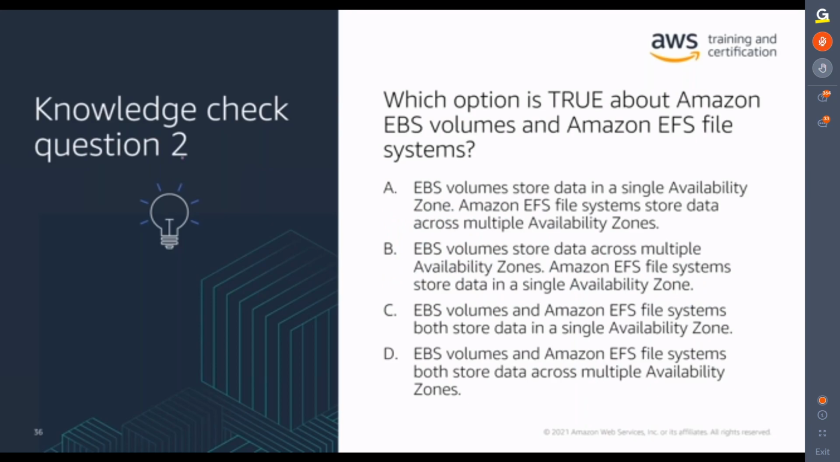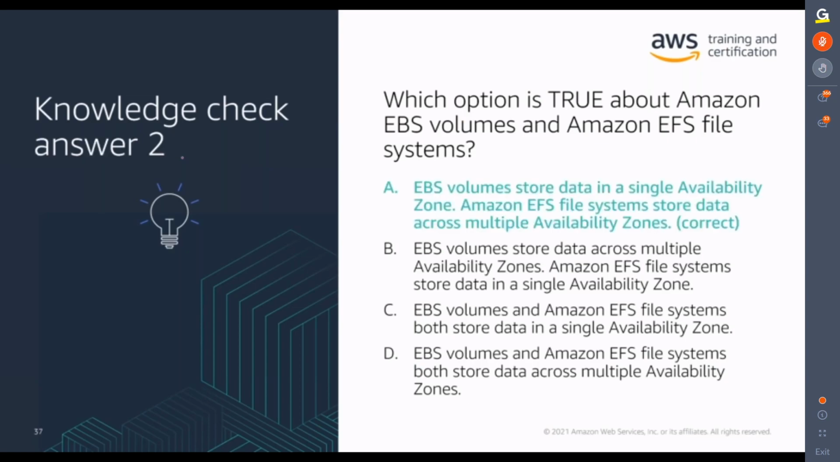Which option is true about Amazon EBS volumes and Amazon EFS file systems? Ooh, that's gonna be a tough one. See who remembers, see whose memory is best. I did tell you about availability zones, but we'll see who remembers. All right, I'm starting to see some answers coming in now. Good, I like it. Yeah, the answer is actually A. EBS volumes are stored within a single availability zone. EFS volumes at least offer the option to store data in multiple availability zones. Yeah, so it's A. Good job.